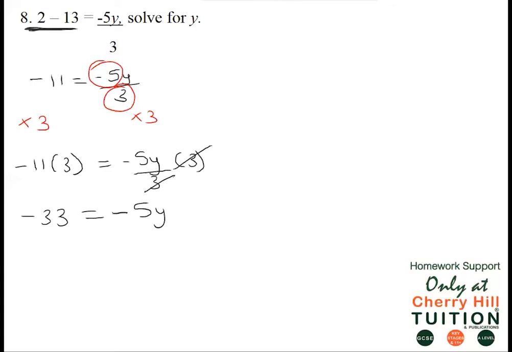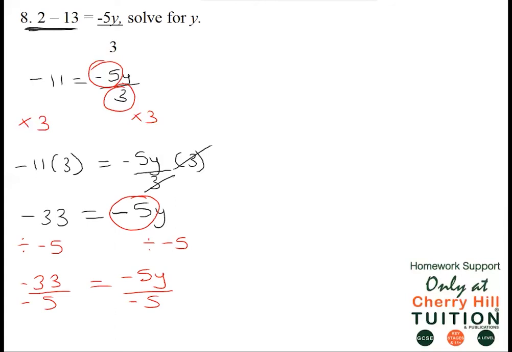Now, the last thing that is stopping the y from being on its own is this minus 5. So again, we do the inverse to eliminate this. The inverse of multiply by minus 5 is divide by minus 5. So we divide both sides by minus 5. This leaves us with minus 33 over minus 5 is equal to minus 5y over minus 5.